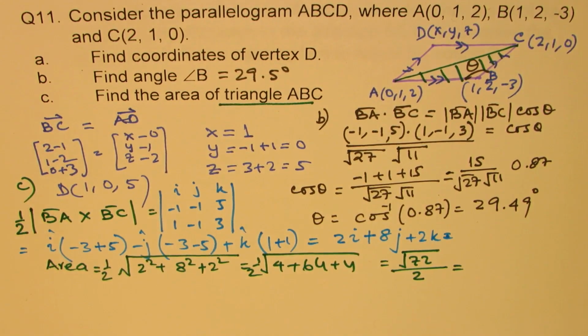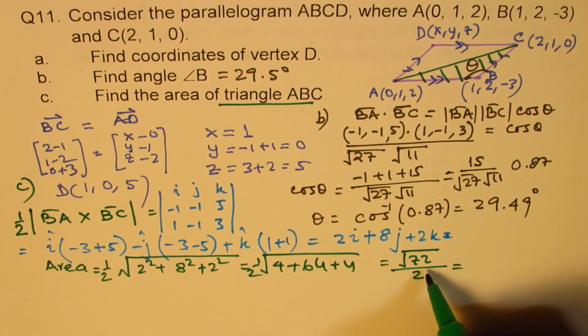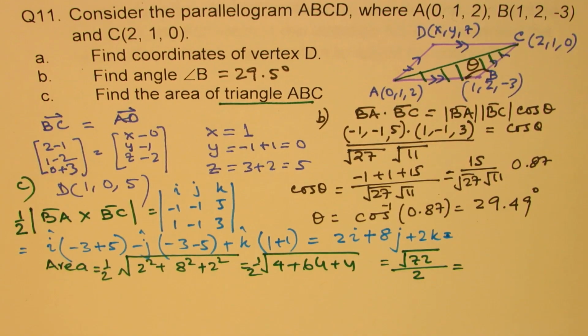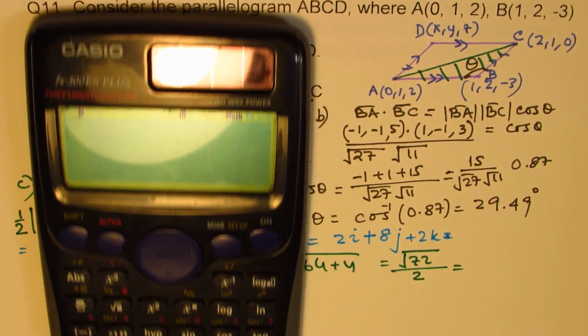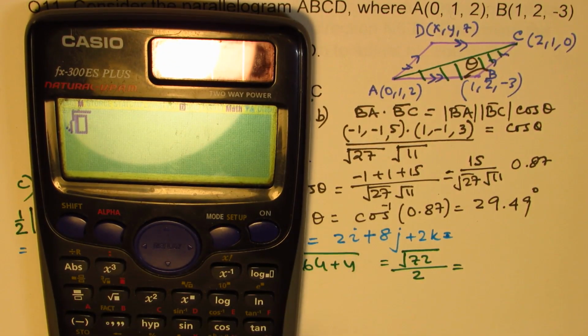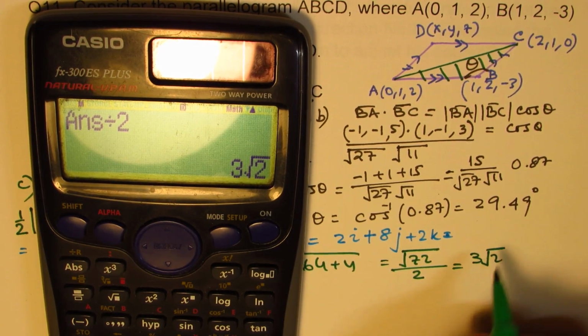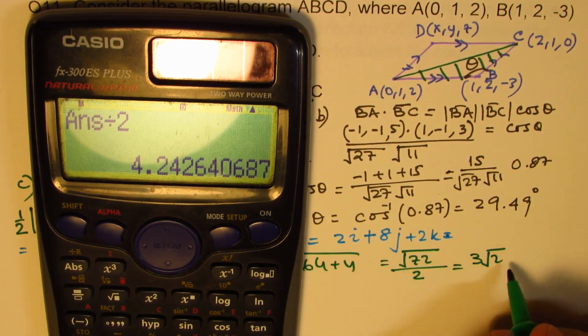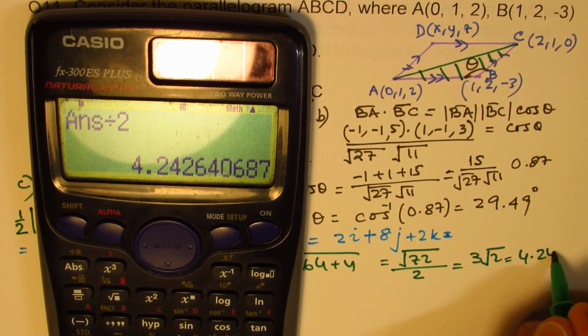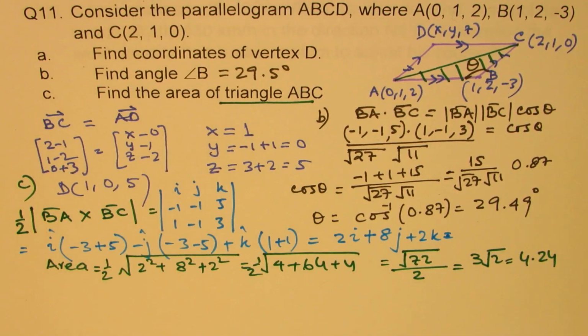So that is how we can do it. 72 is a multiple of 16, but let's use a calculator: square root of 72 divided by 2. So we get 3 square root 2, or in decimals, you could write this as 4.24 units squared.